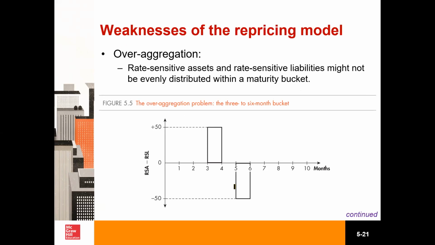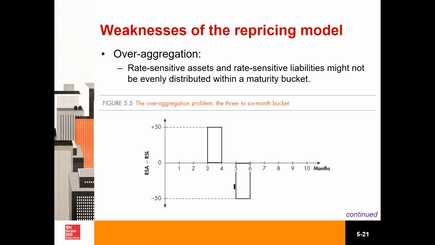The next problem is over-aggregation. We previously have seen that a financial institution calculates different maturity buckets of assets and liabilities, and each maturity bucket includes similar maturity assets and liabilities. For example, a 3 to 6 months bucket will include assets and liabilities that are maturing over 3 to 6 months.